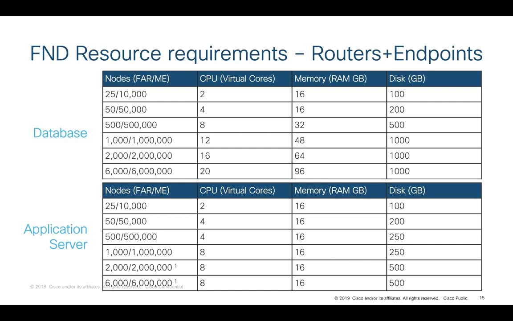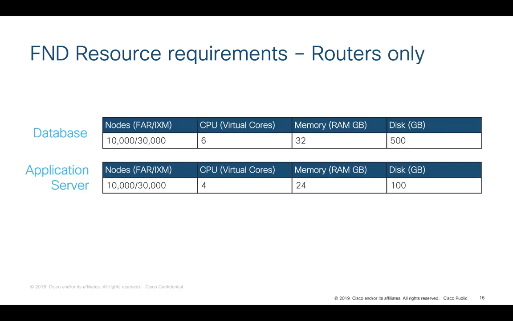FND resource requirements. This table is showing routers with endpoints. It also is showing the database is separate to the application server, so the numbers are taken out of the bare metal box deployment. As you can see, if you scale up, the number of CPU, memory, and disk requirements change accordingly. So if you were deploying FND in a VM environment, you typically would not want to run large scale in a VM where both database and the app server are running inside one VM. Typically you would separate them and you'd follow the same guidelines for large scale. I would say anything above 1 million, you would start separating the database and the application server if you're running in VMs.